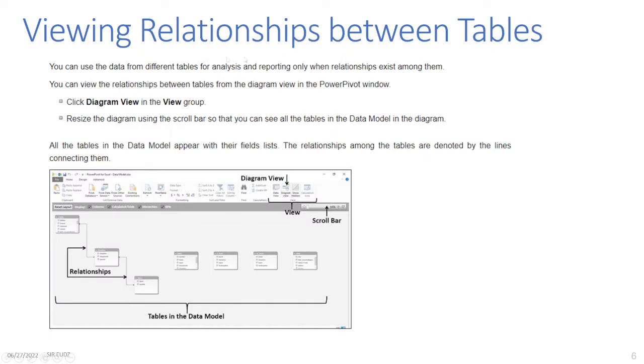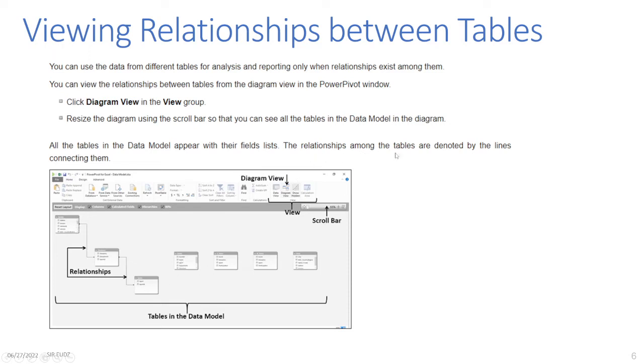Viewing relationships between tables. You can use the data from different tables for analysis and reporting only when a relationship exists among them. So again, only when a relationship exists among them. You can view the relationships between tables from the Diagram View in the Power Pivot window. So click Diagram View in the View group and resize the diagram using the scroll bar so that you can see all the tables in the data model in the diagram. All the tables in the data model appear with their field list. So these are the tables, and these are the field lists.